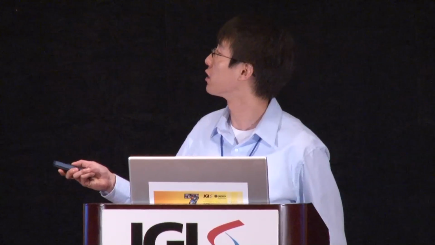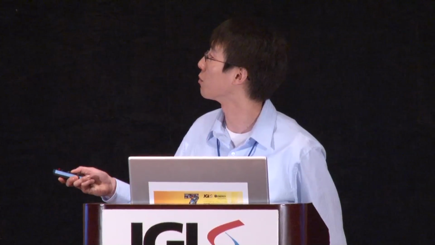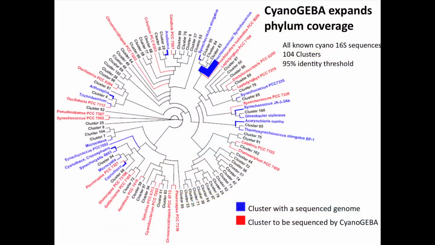So you can see here in this marine Prochlorococcus Synechococcus group that you heard about earlier today, they're incredibly globally relevant, but almost half of the sequenced cyanobacterial genomes are from this one cluster. So this is really biasing and skewing our understanding of the entire phylum. Once we add our CyanoGEBA genomes, you can see that we're really improving the phylum coverage.